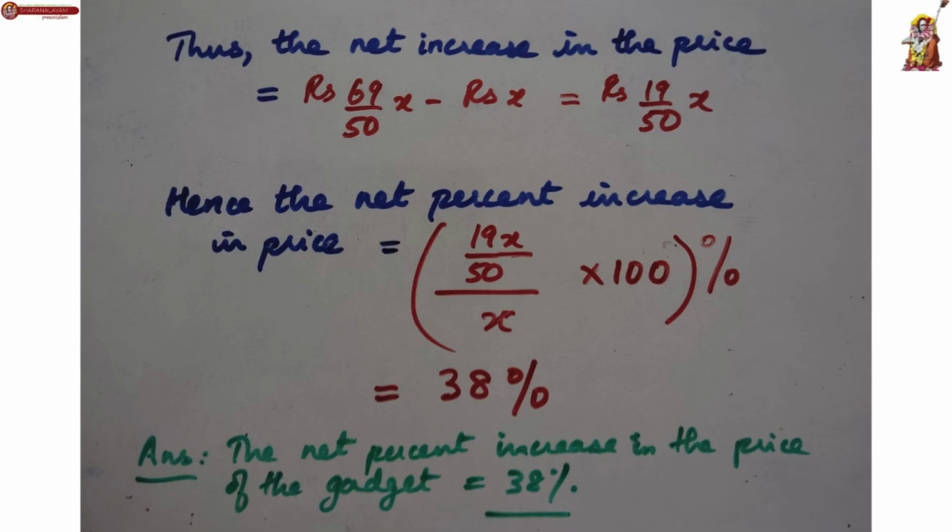The net increase divided by the original value, that fraction multiplied by 100%. So, 19 upon 50x divided by x into 100. Working it out, we get the percentage as 38%. So, the net percent increase in price is 38%.